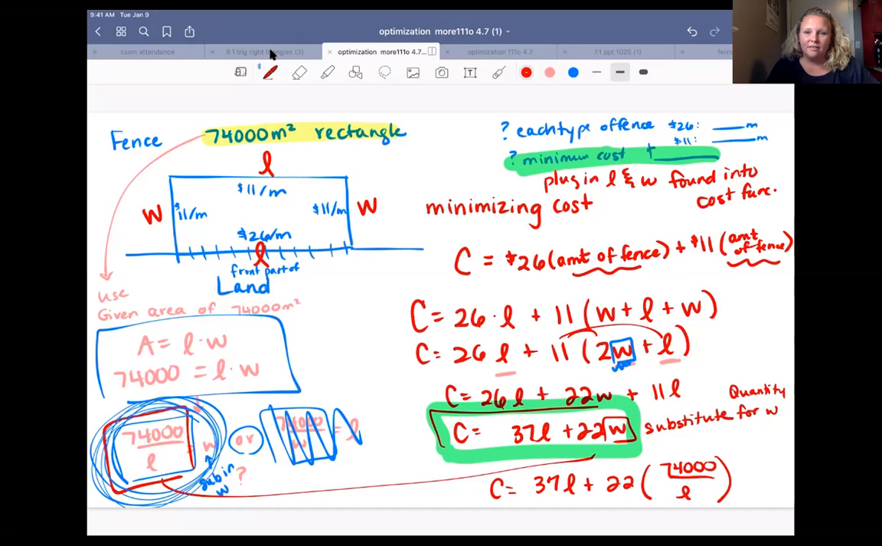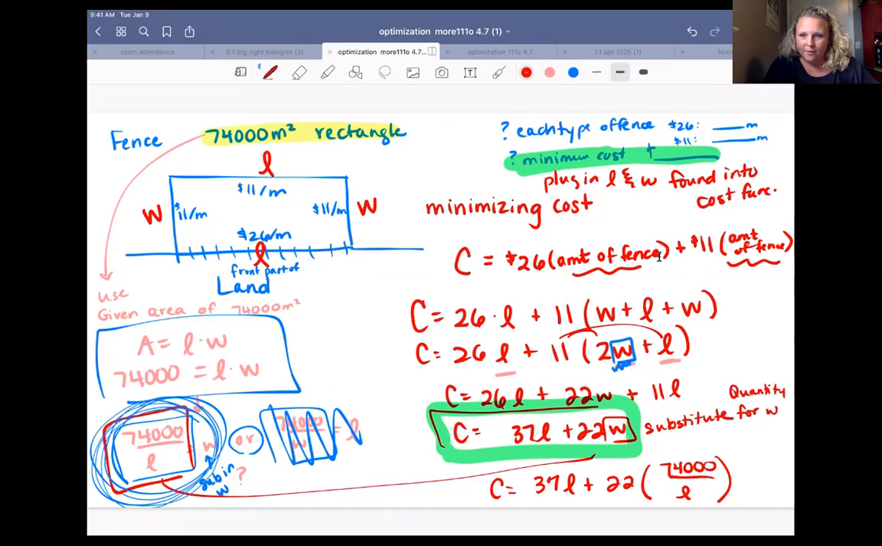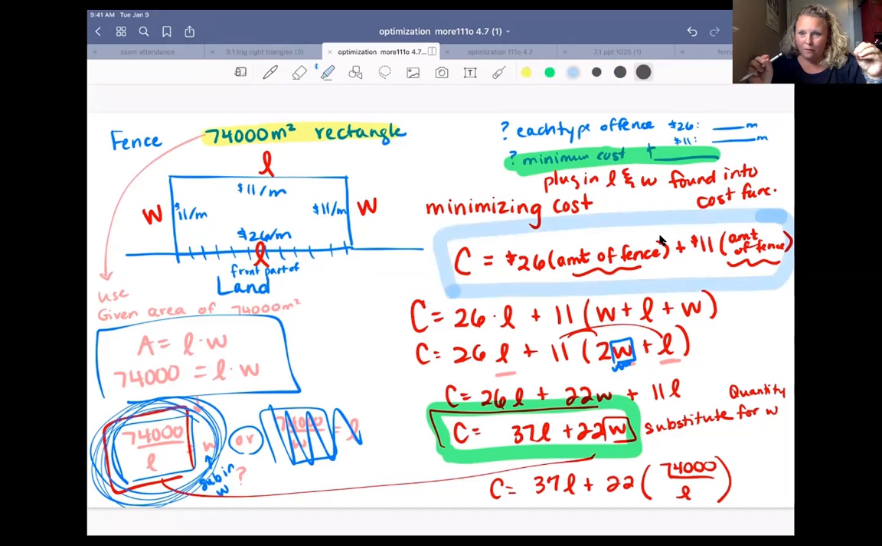Questions, comments, chatting. How did I make the cost function? Okay, so the cost function here was just the acknowledgement that we were doing $26 times however long the front fence was, plus $11 for whatever the other 3 sides were.